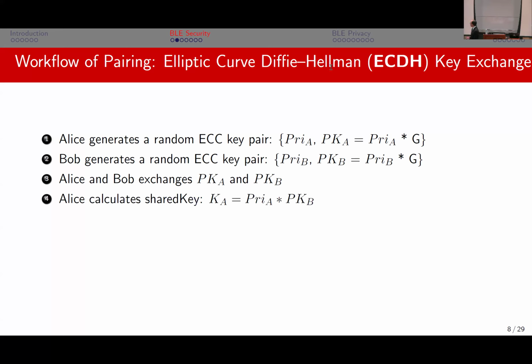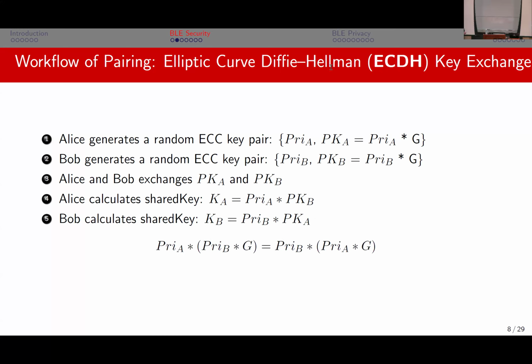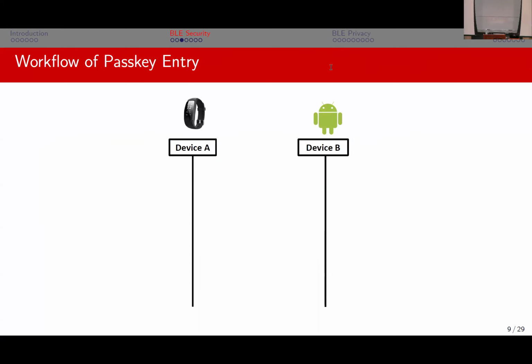And after that, Alice can calculate a shared key based on her private key and Bob's public key. Bob does something similar. Eventually, they agree on the shared key. This is, at a very high level, what these four different types of pairing methods fundamentally say. Then let's look at how those four pairing methods work.